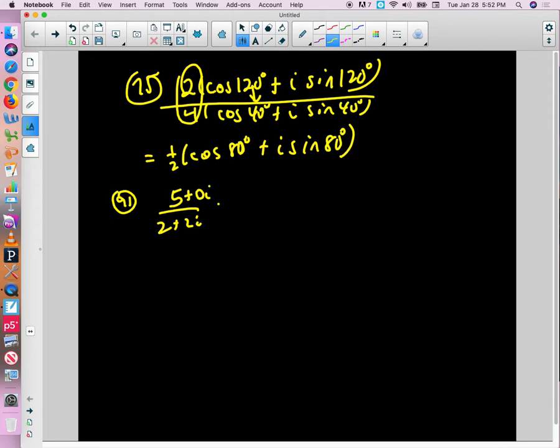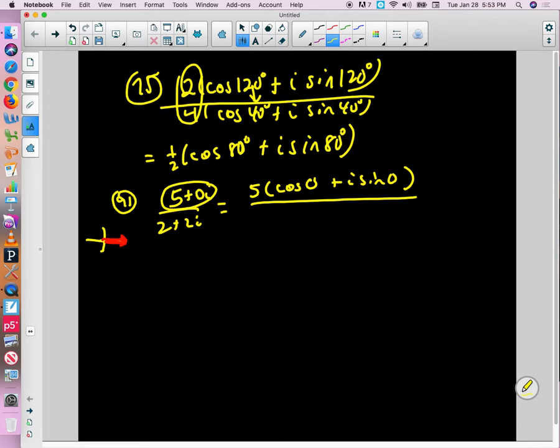So if I find the modulus of this one, I have the square root of 5 squared plus 0 squared, which just takes me back to 5 cosine plus i sine. Now to find the angle, this is just out 5 on the x-axis, so I know I'm pointing towards 0. And so I have 0 and 0. On the bottom, if I do the Pythagorean theorem with the square root of 2 squared plus 2 squared, I get the square root of 8, which is 2 root 2, and cosine plus i sine.